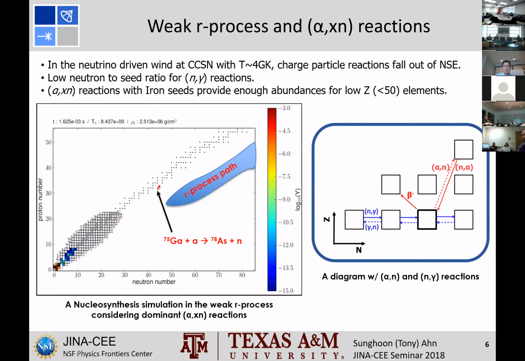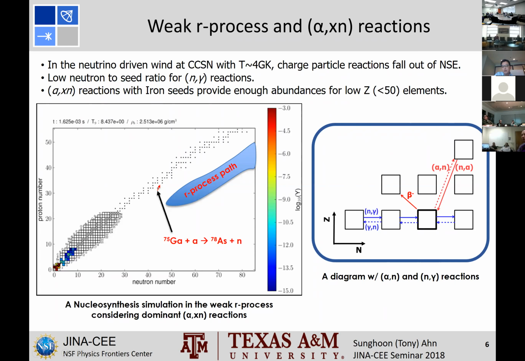And in order to explain these differences, a new process we call the weak R process is suggested to create the low Z elements. One proposal for this model, studied by Truran and Montes et al., is an incomplete R process with a low neutron-to-seed ratio. In the neutrino-driven wind scenario of core-collapse supernovae, the temperature decreases down to 4 gigakelvin. The charged particle reactions fall out of nuclear statistical equilibrium. And the charged particle reactions, such as alpha XN reactions, build up more low Z elements.